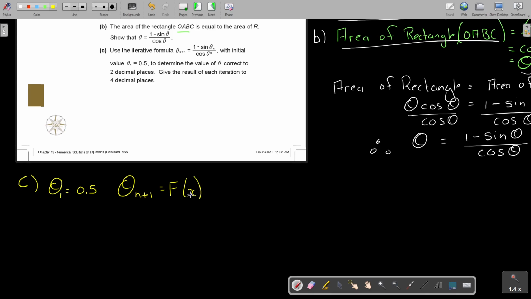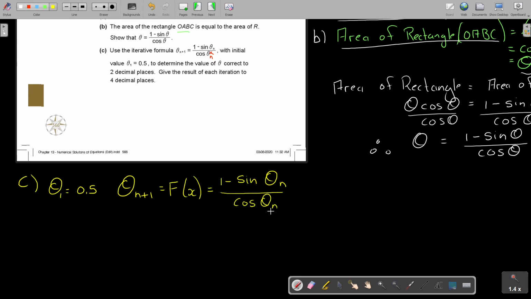So I'm going to say F of x, and then I'm going to just press it in here. So it's going to be that 1 minus sin theta n. Now, I think that's also a printing mistake. That n must not be in the air. Sorry, I will correct it. It must just also be on the bottom. So cos theta n.